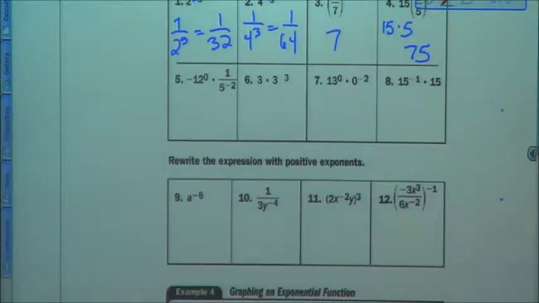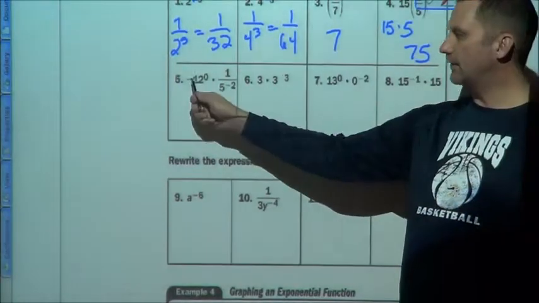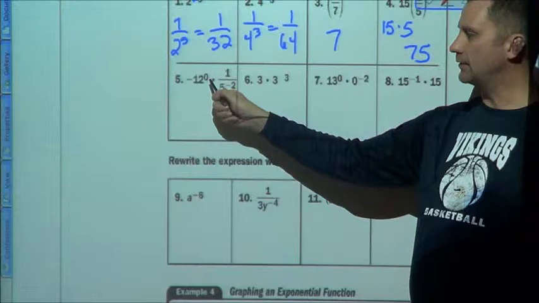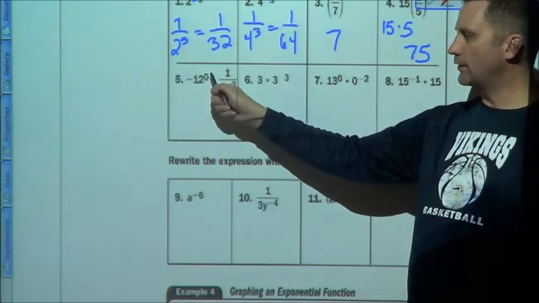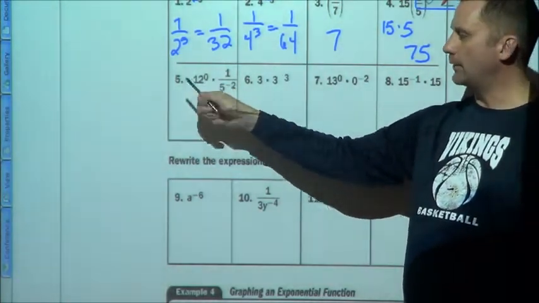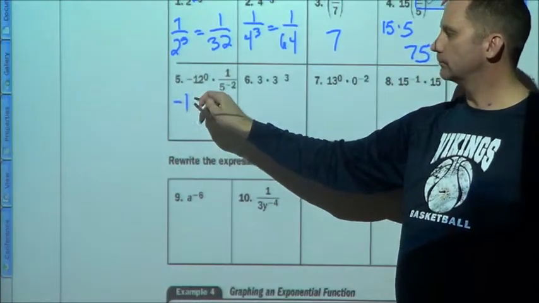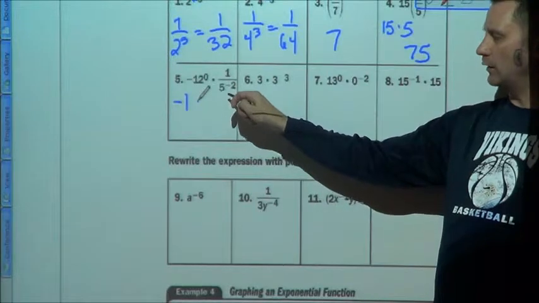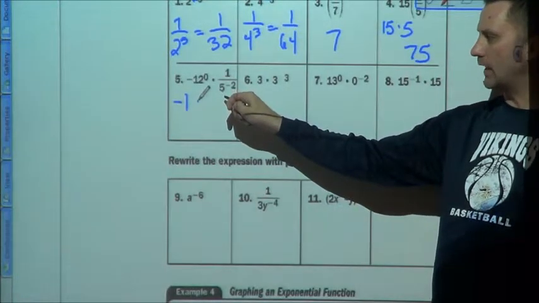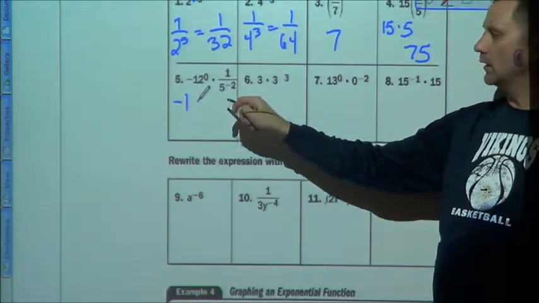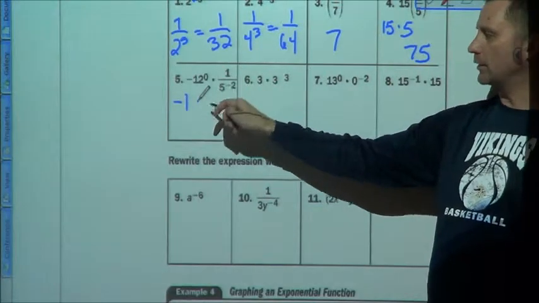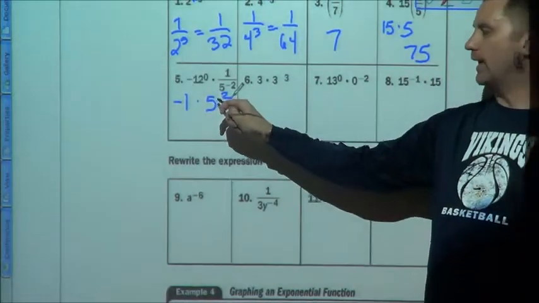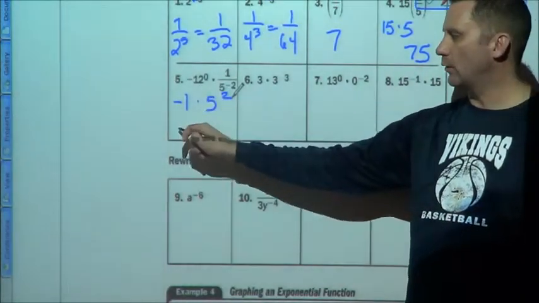Okay, going down to number 5. Is this negative sign included in the 0th power? Because it's not in parentheses, it's not included. So you would do the 12 to the 0th power first, that's 1, and then put the negative sign on it, that's negative 1. And then the second part of this, we've got 1 over 5 to the negative 2. Now, if you have a negative exponent in the bottom, just like in the top, it wants to go where it isn't. So 5 to the negative 2 in the bottom is going to be 5 to the positive 2 on top. 5 to the second is 25. 25 times negative 1 would be negative 25.